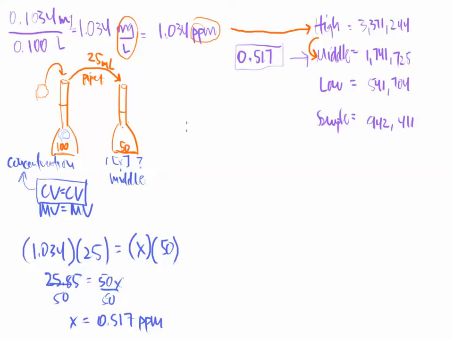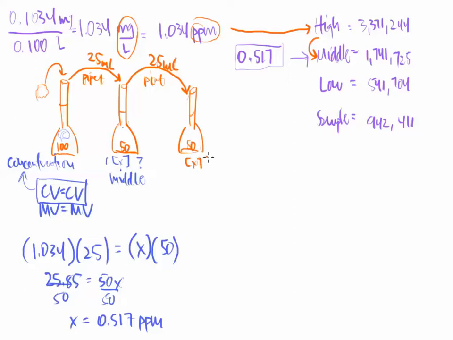All right, then I made a low standard. How did I do the low standard? Well, I did this low standard the same way. Nothing fancy here. Here's my volumetric flask. And I took out of this flask 25 milliliters and put it into this one. So once again, I used a pipette. 25 mils went in. This was a 50 milliliter volumetric.